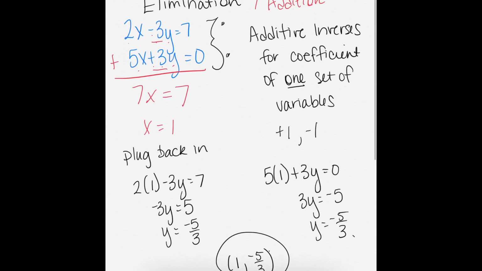So my next example, I'm doing another one because this one actually requires an additional step. Before, we already had additive inverses, so this one was really easy. So what happens if you don't have additive inverses as the coefficients?